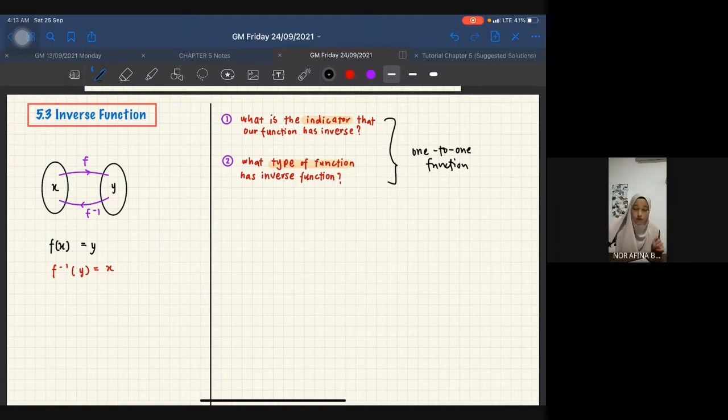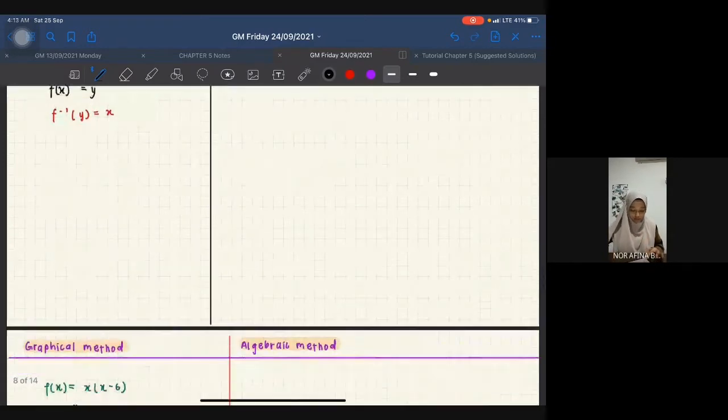Before awak nak cari satu function tu punya inverse, before you can find the f inverse of a function, you need to first determine whether the function tu dia ada inverse ke tidak. So baru boleh cari. Macam mana kita nak tahu function tu ada inverse ke tak? Kita dah tahu tadi, inverse function dia mestilah one-to-one function. Maksudnya dekat sini, awak kena tentukan function awak tu ataupun graph yang awak ada tu adalah one-to-one function. How can we do that is this.